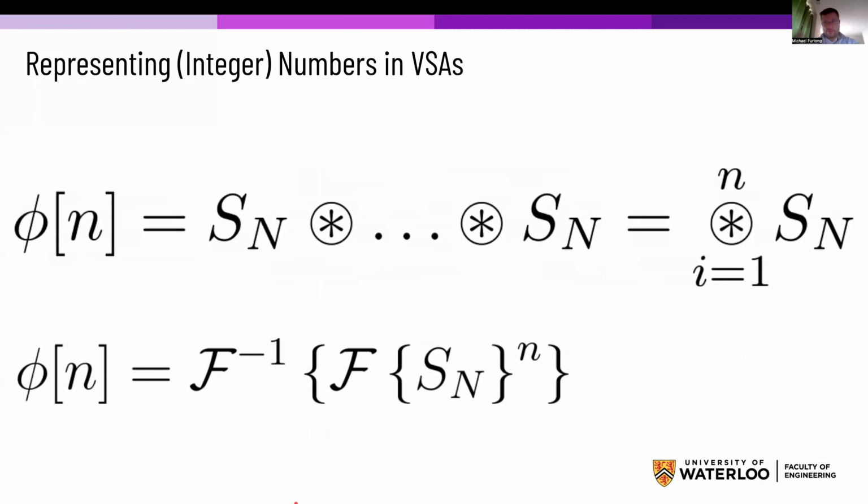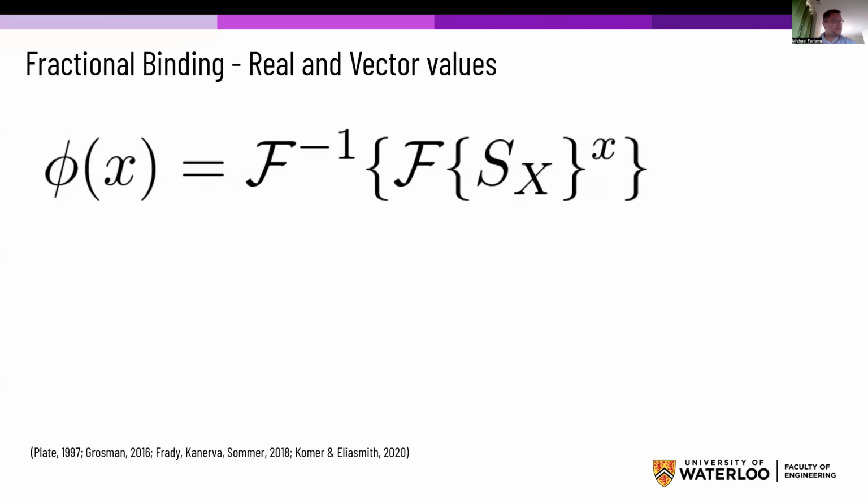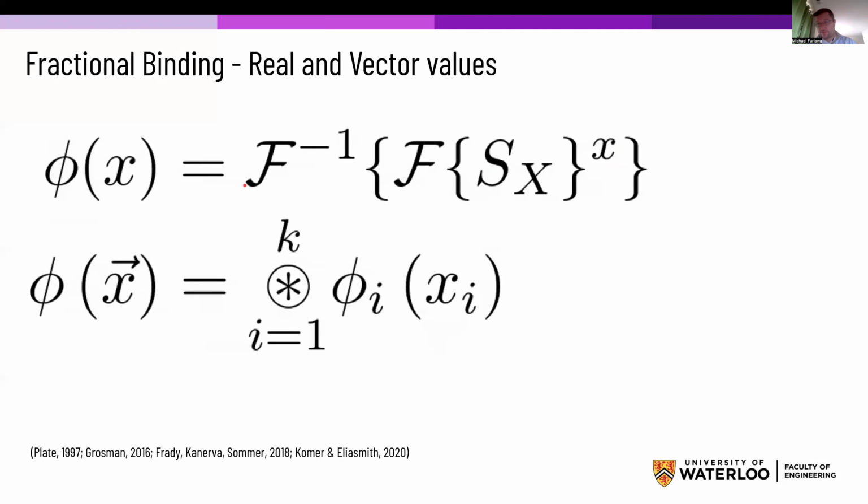And of course, there are the Fourier holographic reduced representations, which don't convert in and out of Fourier space. And then, of course, what we can also do is extend this to real numbers, real-valued data. So it's the same techniques. We have this initially randomly selected vector, which we call the axis vector. We take the Fourier transform, we do element-wise exponentiation, and then we take the inverse Fourier transform back out, and that gives us our vector representation. And of course, if we want to do it for vector-valued data, we just do the fractional binding for each element of the vector, and we bind those together.